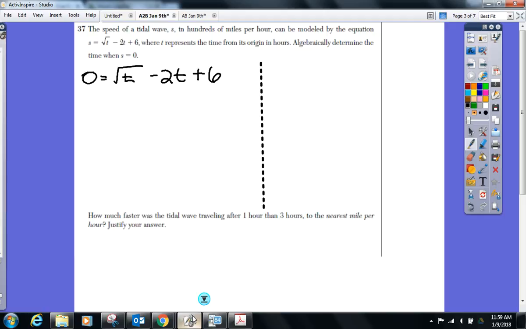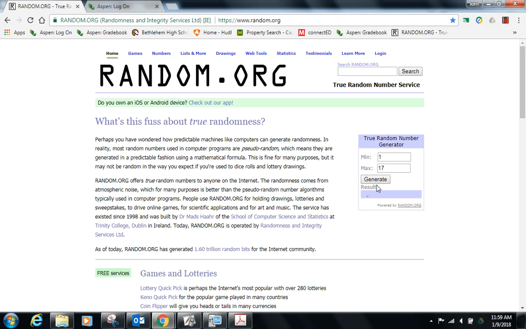Oh, I don't want to make it negative. Can I just move the rest of the stuff over? It's okay. How do you get the negative 2t over? Add 2t, so I get 2t. How do I get the 6 over? So minus 6 equals square root of t. Now it's alone. You get rid of the radical now that it's alone.